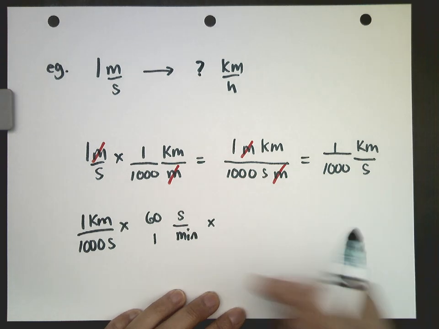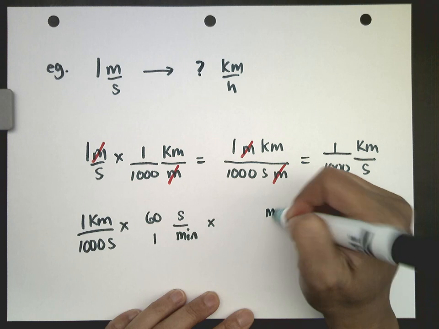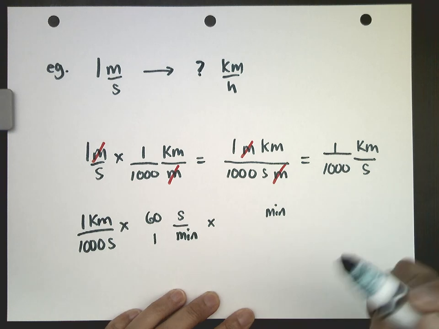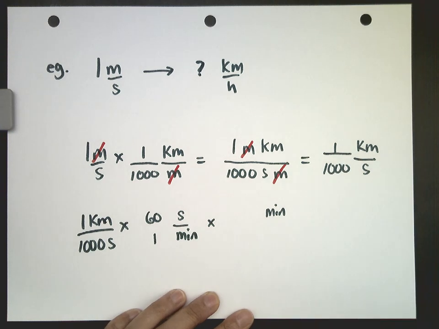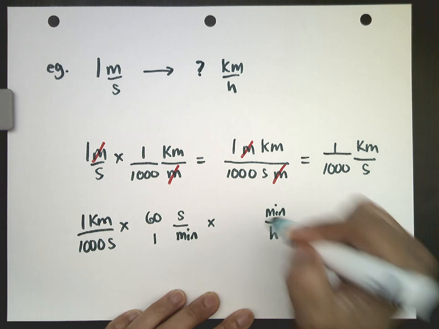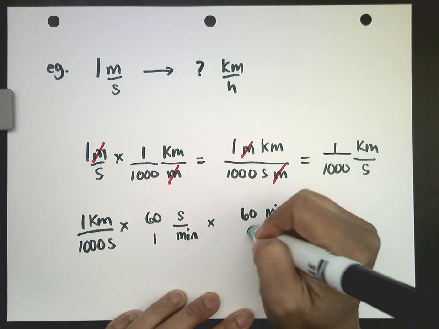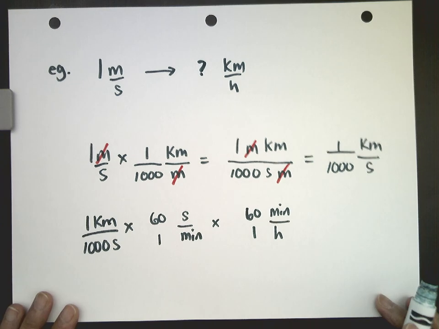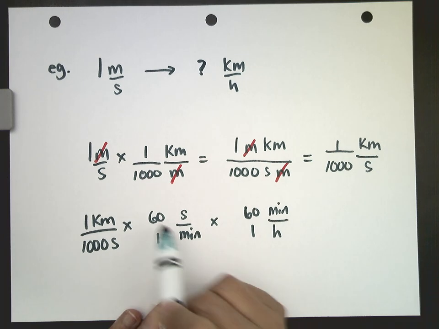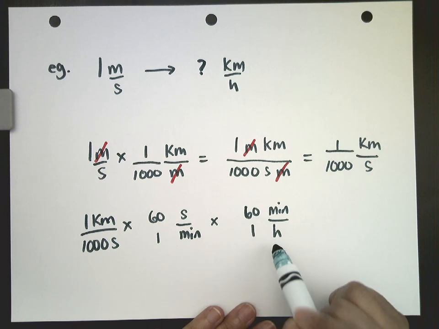Let's do it again. Let's cancel out the minutes. So you know that in 60 minutes, there is 1 hour. Okay, so let's make sure we got our units right. In 60 seconds, there's 1 minute, and in 60 minutes, there is 1 hour.